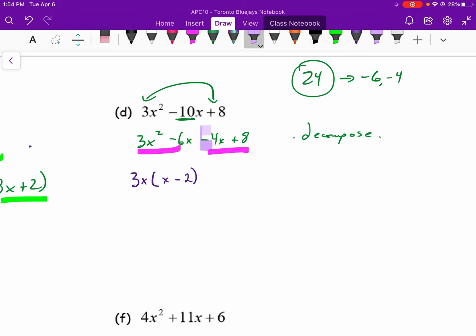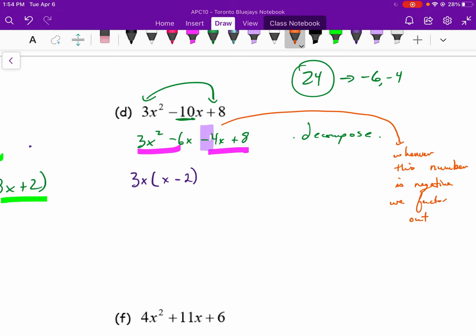However, what is new in this? So right now, our coefficient here, the first coefficient in that second pair, is negative, right? So here, I need to say, whenever this number is negative, we have to factor out a negative. Okay? So now I'm taking a look at this second pair here.